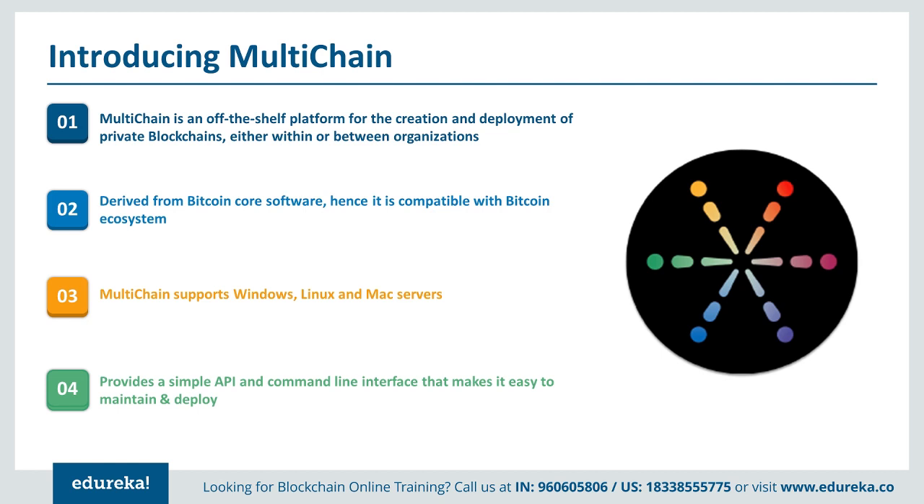As long as your systems are connected with each other, you can designate them as multi-chain nodes, even within your organization or outside your organization. The only thing that you need to ensure is the connectivity. As long as they are able to ping each other, they can become the nodes. It is derived from the Bitcoin core software, hence it is compatible with the Bitcoin ecosystem. That's the advantage of it coming from Bitcoin. It is a fork from Bitcoin, so it is backward compatible with the Bitcoin ecosystem.